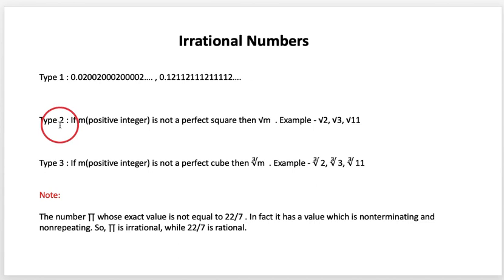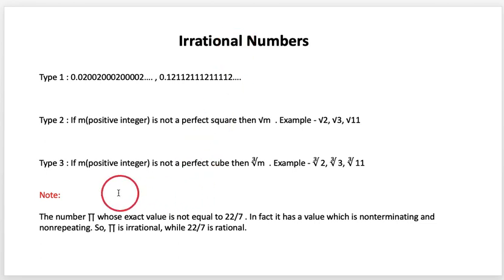Understand? Now type 2. If m, which must be a positive integer, is not a perfect square, then root m is what? An irrational number. For example, see 2, 3, 11, these are all positive integers. And if we take root 2, root 3, root 11, we will get what? The value is an irrational number. Similarly, in case of cube root also, we will get the same thing. The value we get is irrational.